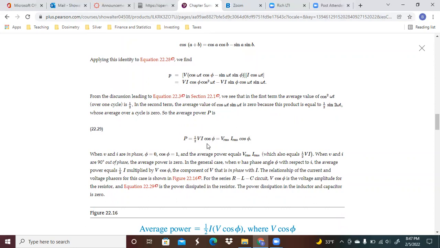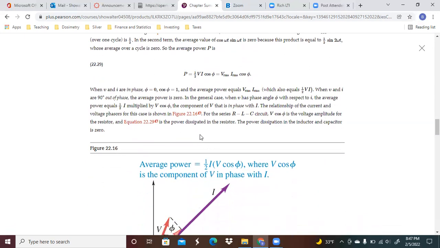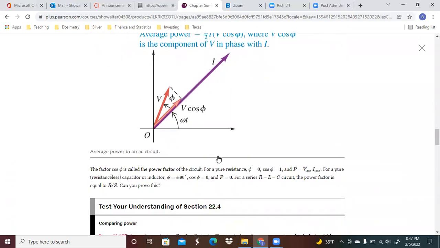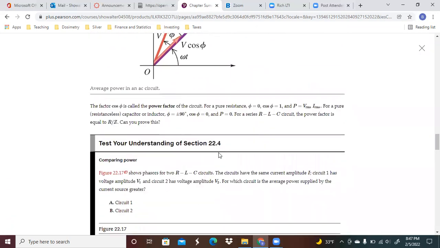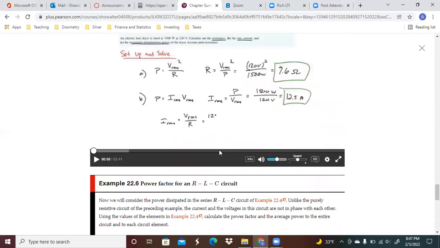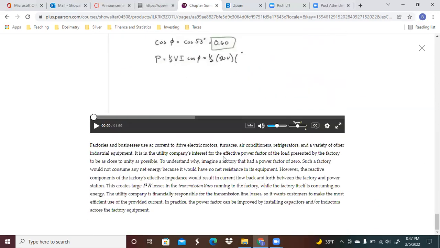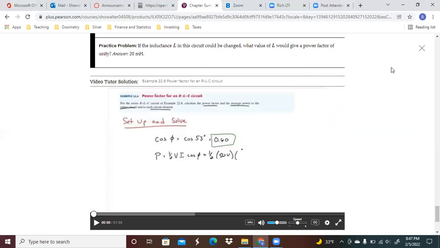In the end of it all, this is ultimately what we come out with. When we do that, we can again rewrite V and I as far as the root mean square is concerned. Once we know what that particular angle is, then we can figure out what the actual power is. So you have some problems there and some tutorials to go through.